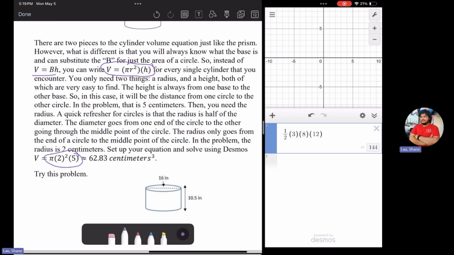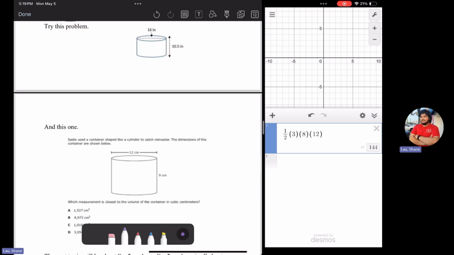Very easy. So I think now that you know what a prism looks like and how they are more difficult, cylinders shouldn't be as hard. Go ahead and try these 2 cylinder problems.